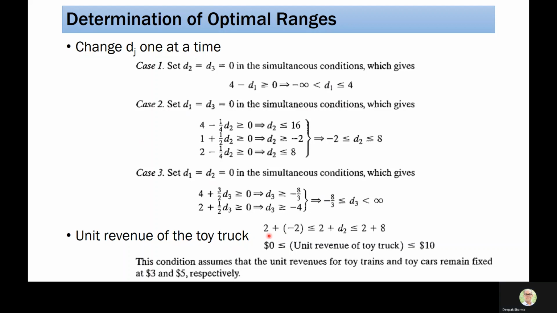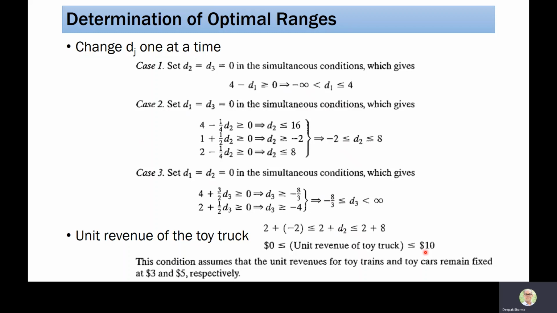That we are going to solve in the next slide. So let us take the unit revenue of a toy truck. So it is 2 plus D2, where D2 lies between minus 2 and 8 (2 minus 2 ≤ 2 + D2 < 8 ... as stated). Since we have identified the range for D2, I'm including the original value. You remember that the original coefficient of X2 was 2, so we have just added. So if the unit revenue of the toy truck lies between 0 to 100, then the optimum solution will remain the same.